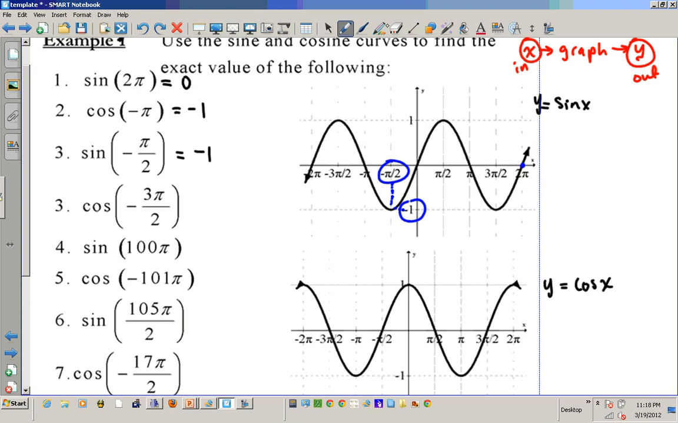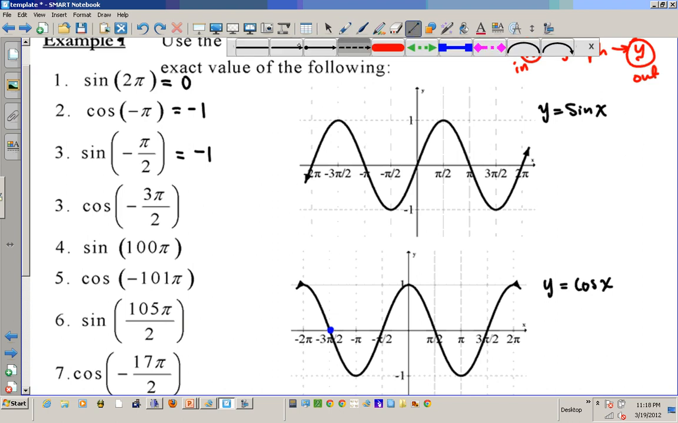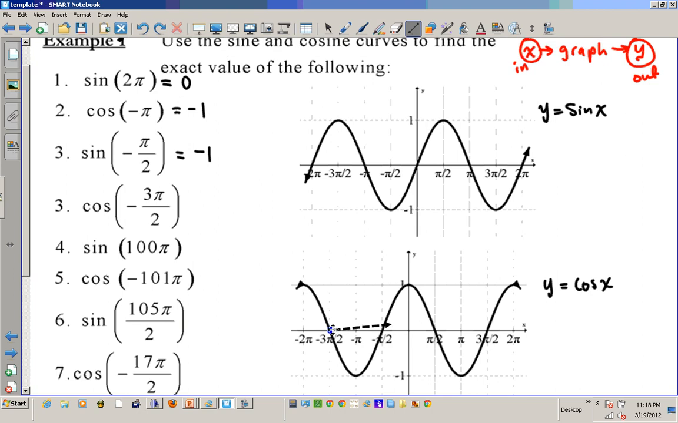Alright, now let's move on to number 3, cosine of negative 3 pi over 2. For that one, we're going to use the bottom graph since this is the cosine. This is negative 3 pi over 2 right here. Since we're already on the graph, we don't need to go up or down. We just simply trace our path straight to the y-axis, and our output is going to be 0. So cosine of negative 3 pi over 2 equals 0.